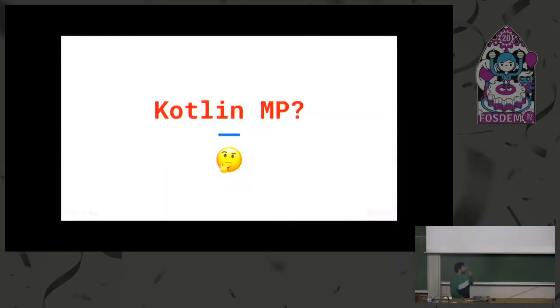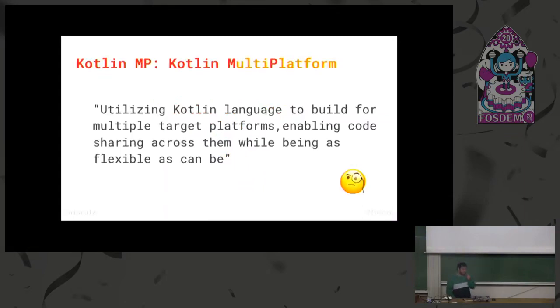So I said Kotlin MP. What does that actually mean? As you would have guessed, it's basically Kotlin multi-platform. There's no formal definition for this, like what exactly it is. So I came up with my own from what I understood. Basically, we are utilizing the Kotlin language to build for multiple target platforms. I'll get to what target platforms are in a few minutes, which enables code sharing while being as flexible as you can be, right? So I'm going to break this down because there's a lot of things being said here.